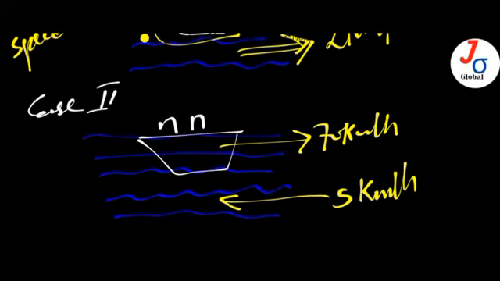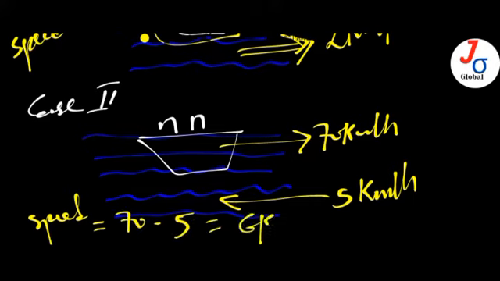So what's going to be the speed of the ship? Since the ocean is moving backwards and the ship is moving forward, the speed of the ship has to be 70 minus 5, and that's going to be 65 kilometers per hour. So that means for me, the ship is going to be moving slower. Why? Because it is moving in the opposite direction to the flowing ocean.